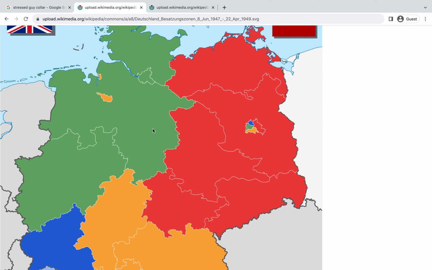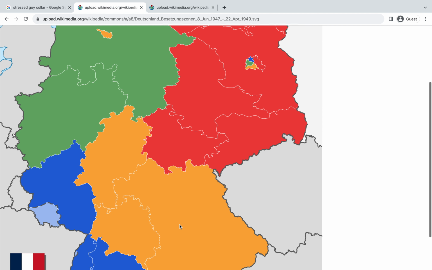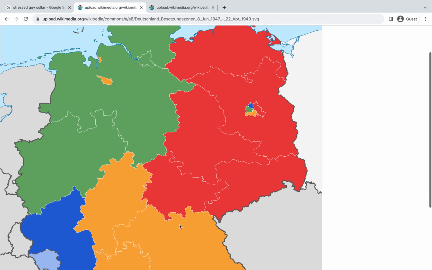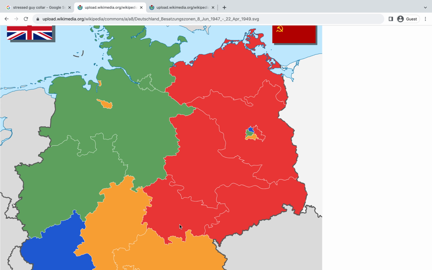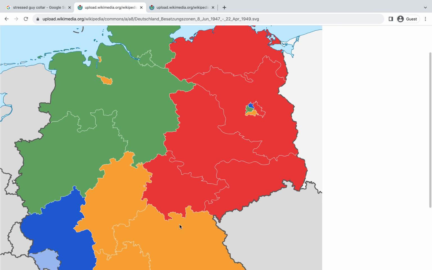It's going to grow into that. Also, keep an eye out for Berlin. It will come into play very soon. Alright, we've set up the background. This is how Germany looked after World War II, and this is how Berlin looked after World War II.